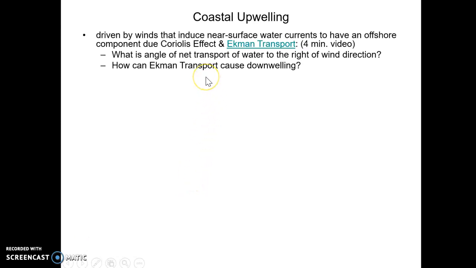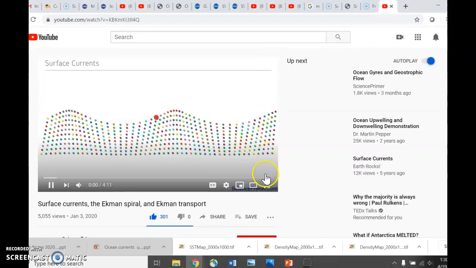It's driven by winds, and in the case of the Oregon coast, it would be by the winds from the north to northwest, driven by winds that induce near surface water currents to have an offshore component due to Coriolis effect and Ekman transport. So that's a 4-minute video. I'm going to look at some of it with you here at least.